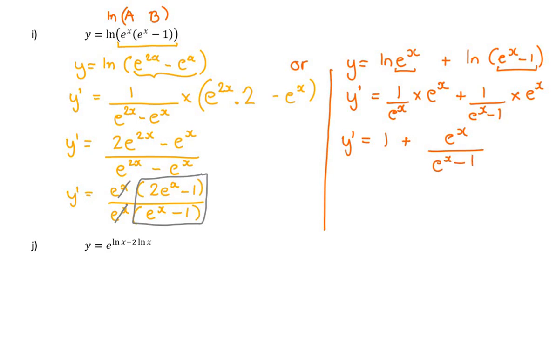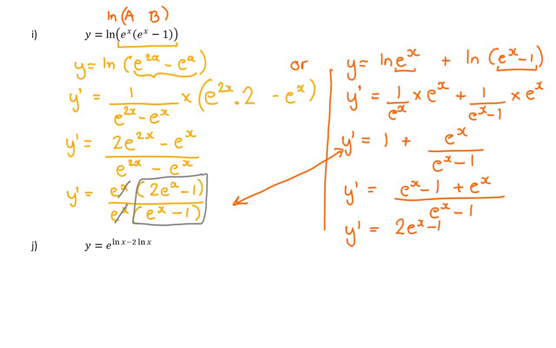Now those, again, don't look equivalent at all. However, if I went a little further and created an LCD of e to the x minus 1, this first term would have to be e to the x minus 1 plus e to the x, and what do you know, e to the x plus e to the x is 2 e to the x minus 1 over e to the x minus 1. So it's always possible to make them identical.